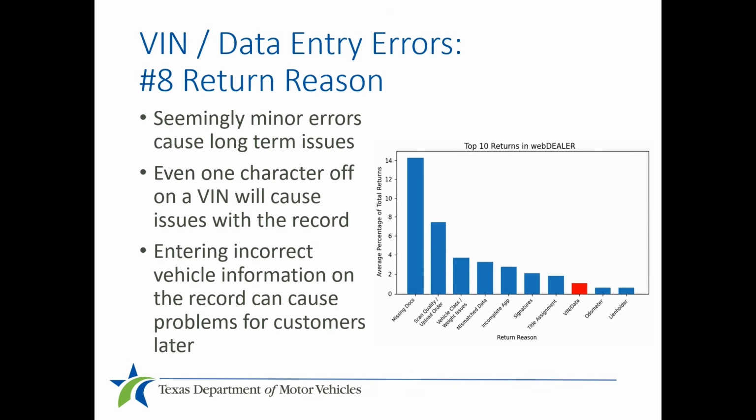Imagine purchasing a 2010 Ford F-150, but receiving a title for a 2010 Ford Explorer instead. Even a simple typing mistake can create major problems for customers and require expensive corrections later. Let's look at the most common VIN and data related mistakes.